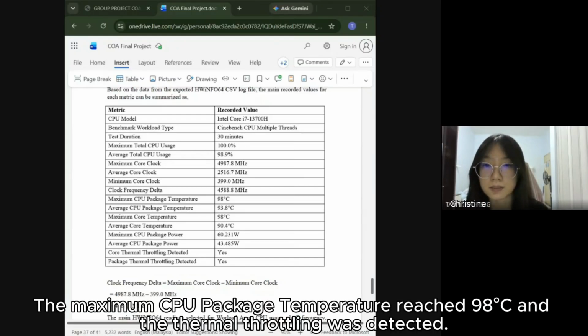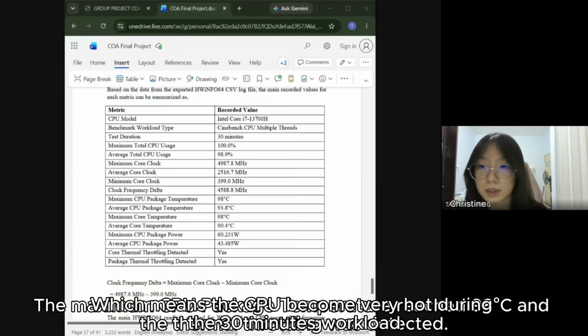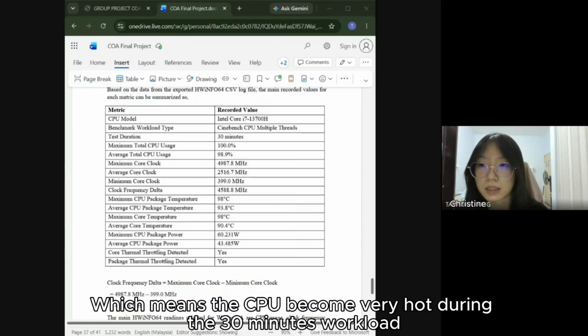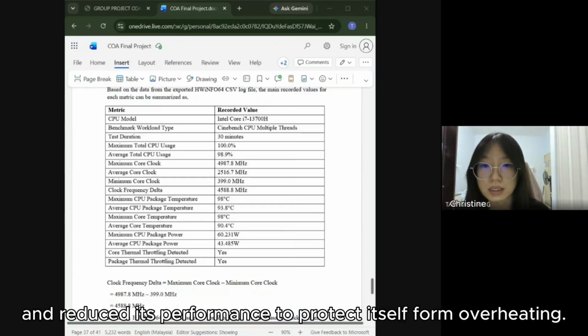So the maximum CPU package temperature reached 98 degrees Celsius and thermal throttling was detected, which means the CPU became very hot during the 30-minute workload and reduced its performance to protect itself from overheating.